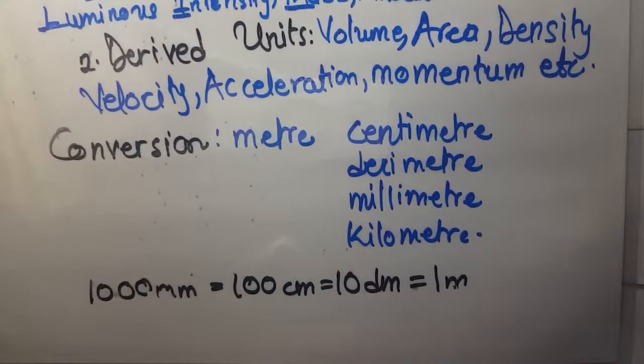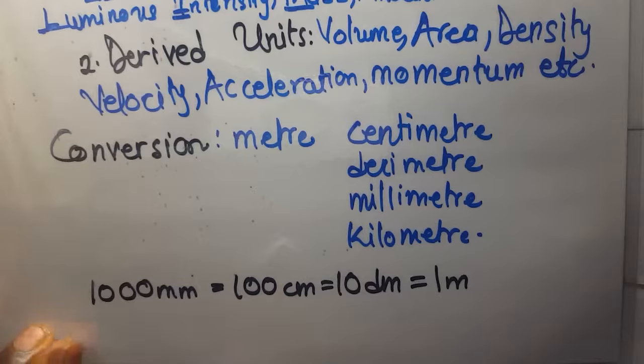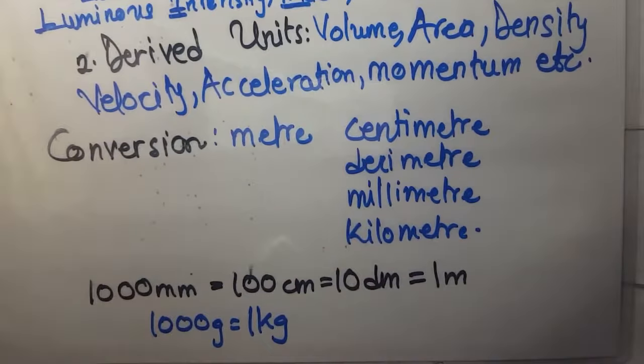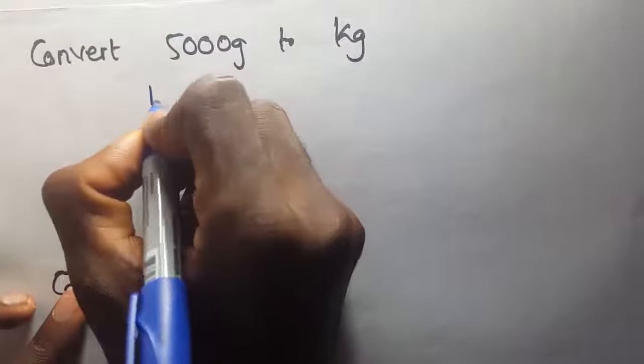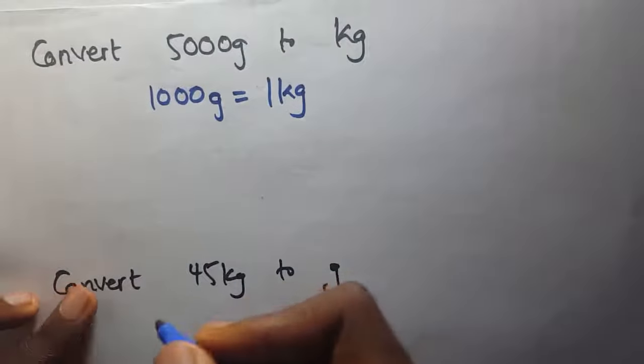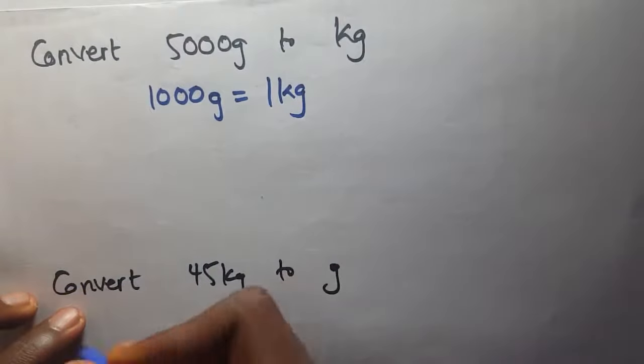Now I want to look at another form of conversion, which is converting from kilogram to gram. 1000 grams equals 1 kilogram. After doing this, we are going to look at how to convert from kilogram per meter to gram per centimeter, and so on. Over here we know that 1000 grams equals 1 kilogram. This is simpler compared to what we did initially.